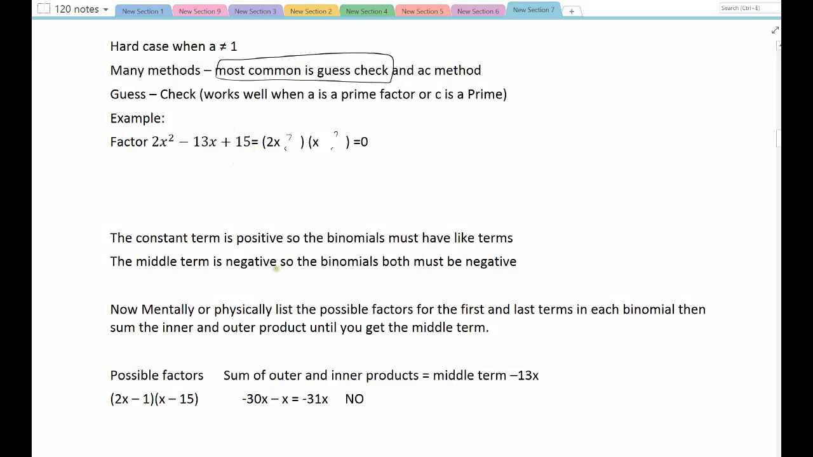The 15 is positive. And since the middle term is negative, they both must be negative, right? That's the only way I can get the positive 15: if I had two negative numbers and I multiplied them to get 15, and then I added them and I got negative 13. Right, and that's sort of what we're going to do.